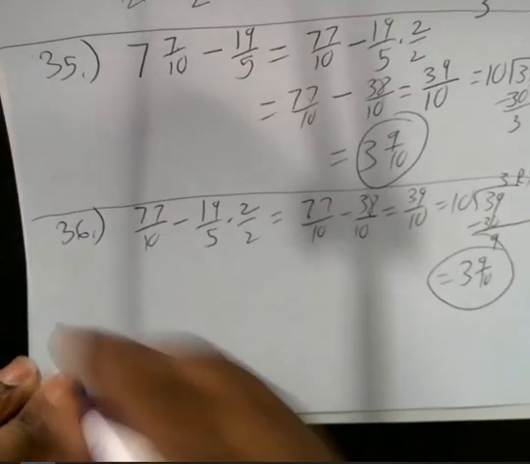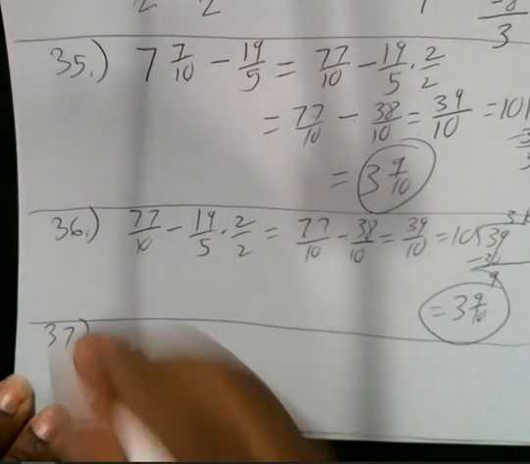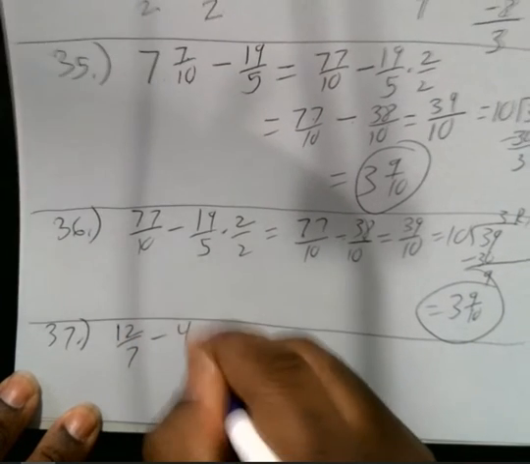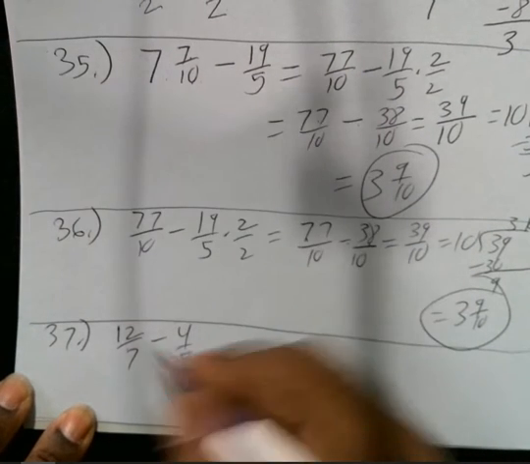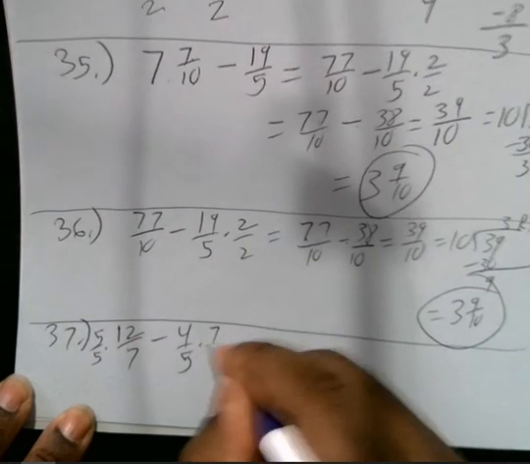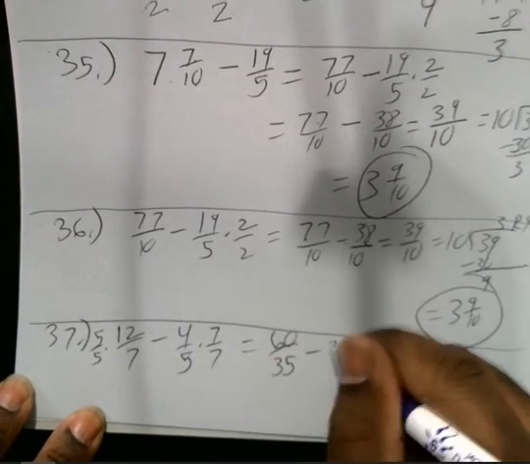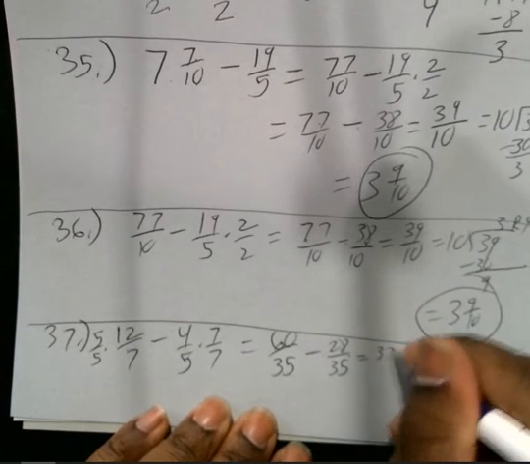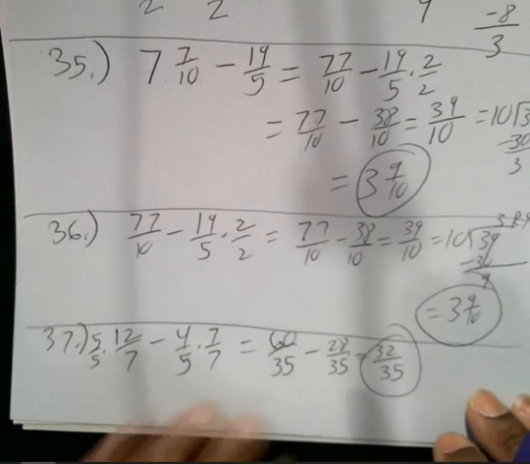Okay, now we go here to problem 37. Problem 37, we had 12 over 7 minus 4 over 5. The common denominator of 7 and 5 is 35. So we have to multiply this numerator and denominator by 5 and this numerator and denominator by 7. So this would be 60 over 35 minus 28 over 35. 60 minus 28 is 32 over 35. And there's nothing more we could do with that.